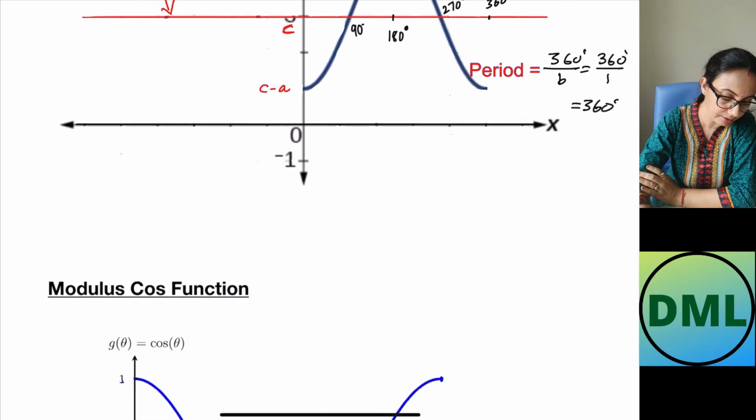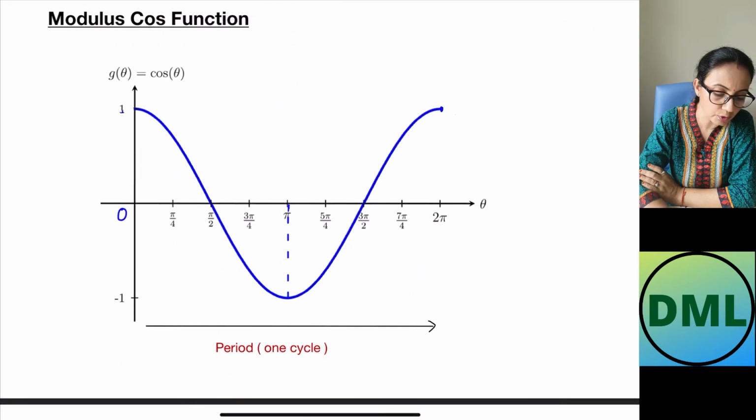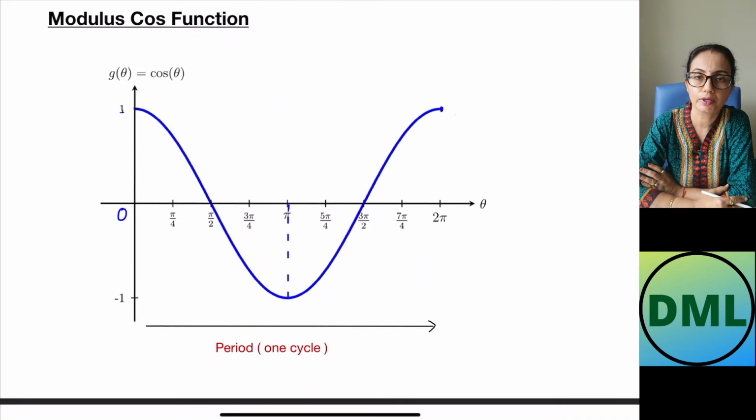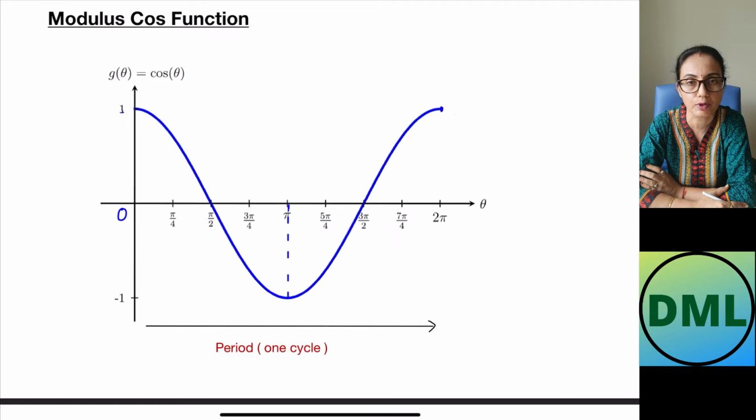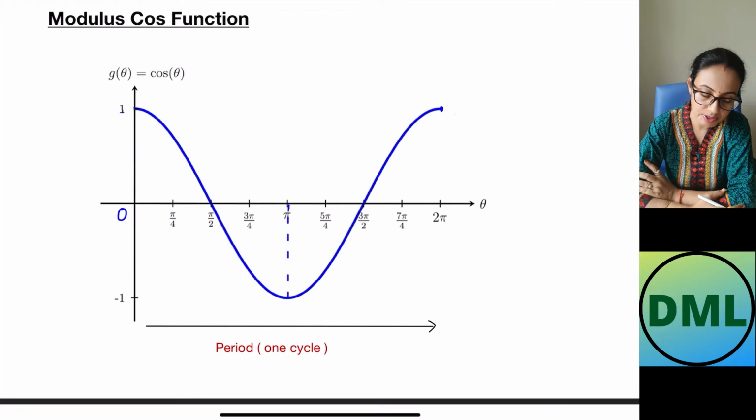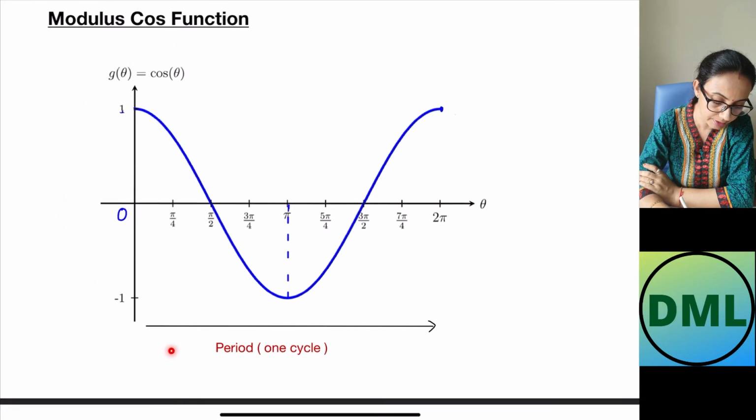Let's see the next thing here. Modulus cos function. What is the meaning of modulus? Modulus means whatever part of the curve you have below the x-axis, you have to make it positive. That means you have to flip your curve on the x-axis and make it positive. As you can see from here, this is our basic cos graph in which cos 0 degree is 1, cos pi by 2 is 0, cos 3 pi by 2 is again 0 and cos 2 pi is 1.